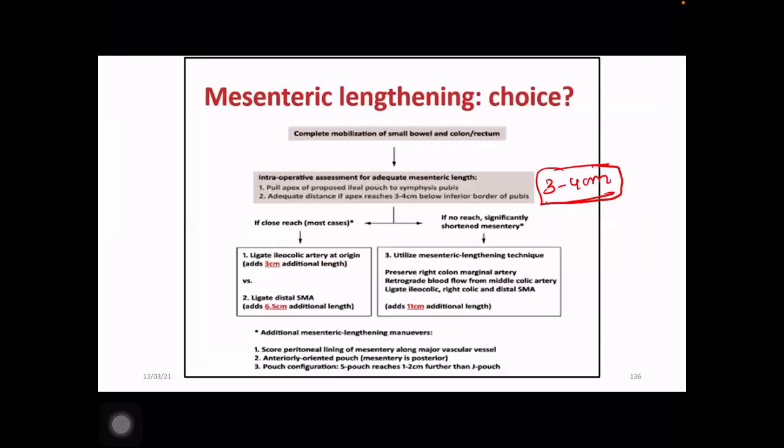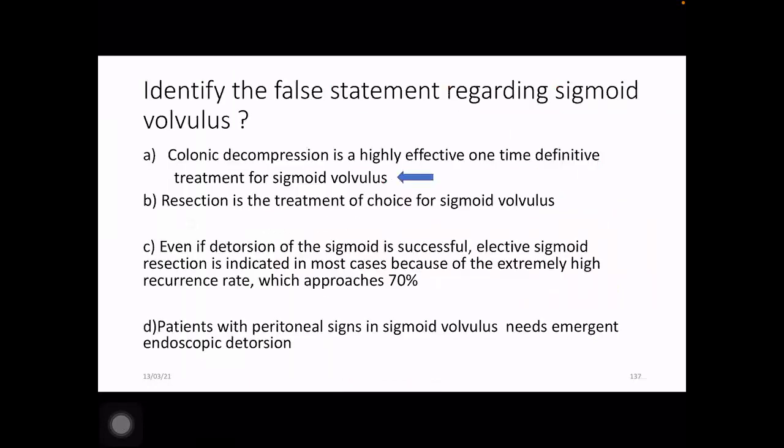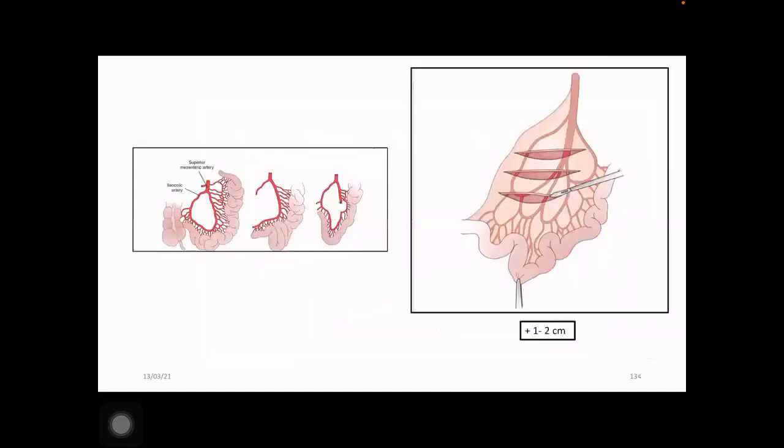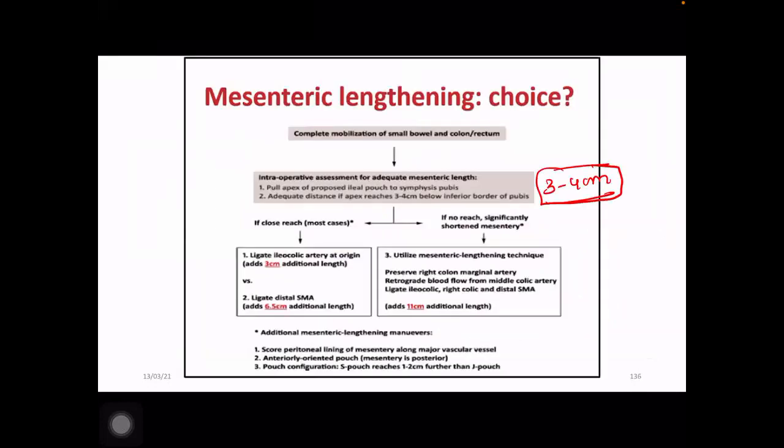And additionally, you can score the peritoneal lining of the mesentery, and you can finally consider an S pouch instead of a J pouch. But the functional results are very bad in an S pouch. Fine. So this is what is concerned in the surgical aspect of IBD. The surgery is curative in ulcerative colitis, whereas in Crohn's colitis, whatever part of the disease is involved in a segmental pattern, you try to address that alone and don't try to meddle with the remaining bowel. And whenever there is a problem with the pouch construction or the reach of the pouch in the pelvis, you have to do this mesenteric lengthening procedure by any of these techniques. And I have given you a rough flow chart.